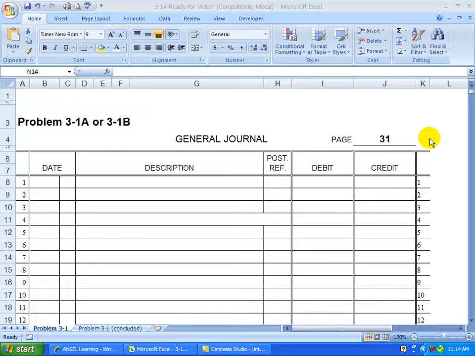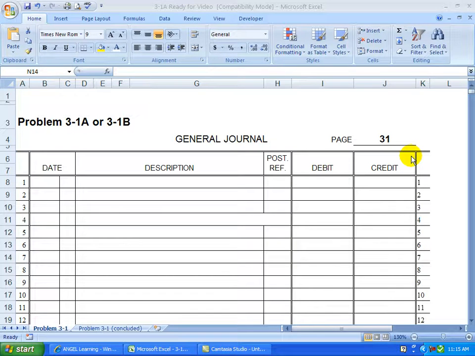This is problem 31A that starts on page 99 in your text. Looking at this particular problem, they're giving you a series of transactions. No longer will you go directly to a T account. In fact, the only time you'll use T accounts in the future will just be to aid you in deciding what you would debit and what you would credit.